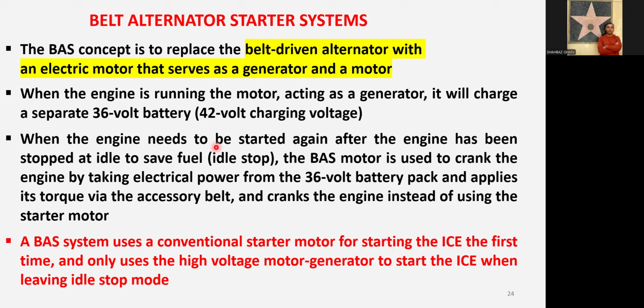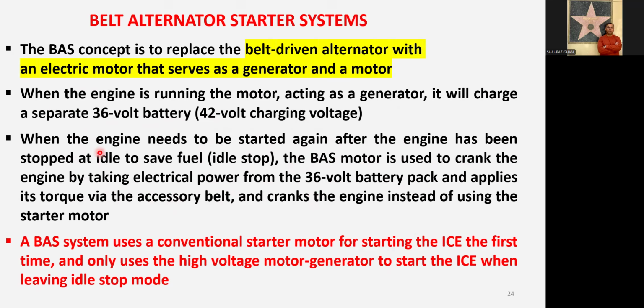When the engine needs to be started again, after the engine has been stopped at idle to save fuel, idle stop, the belt alternator starter motor is used to crank the engine by taking electrical power from the 36-volt battery pack and applies its torque via the accessory belts and cranks the engine instead of using the starter motor.